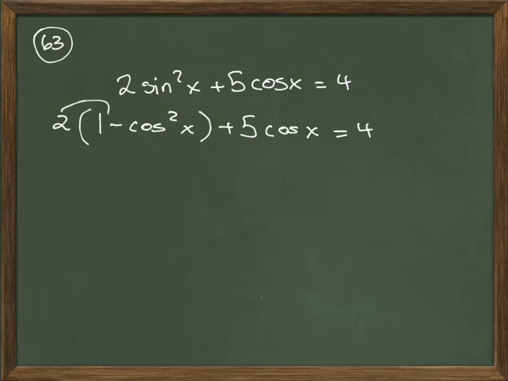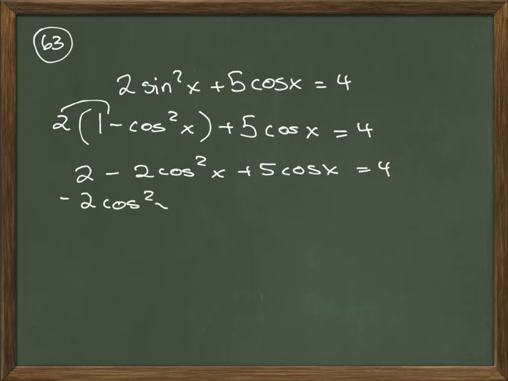So 2 times 1 is 2 minus 2 cosine squared x plus 5 cosine x equals 4. Now we have a quadratic equation, so let's rearrange and see what else we can do here. Negative 2 cosine squared x plus 5 cosine x, and bring over negative 4, set it equal to 0, because we want to see if we can factor it.